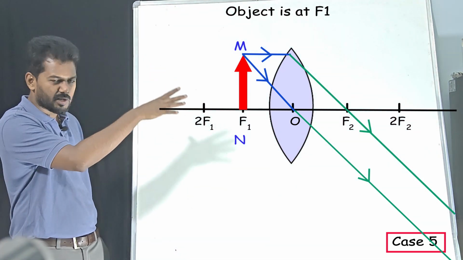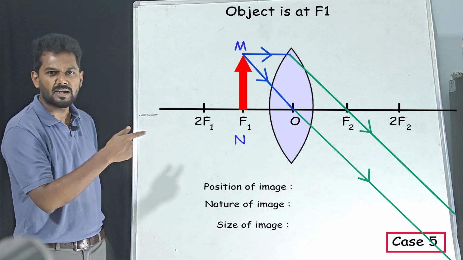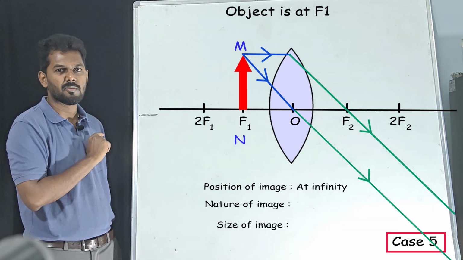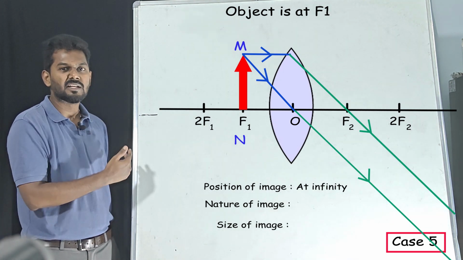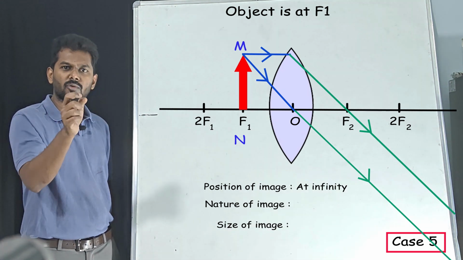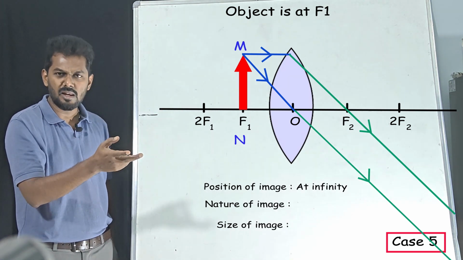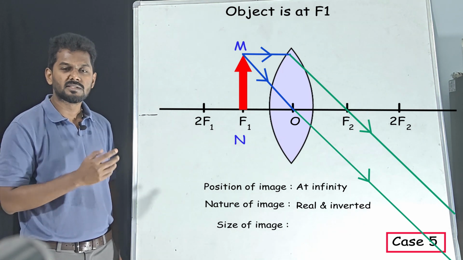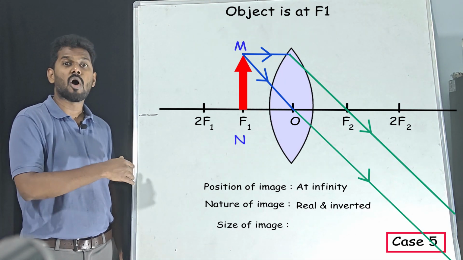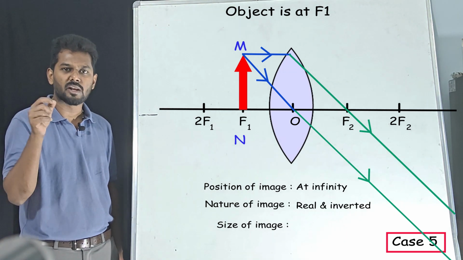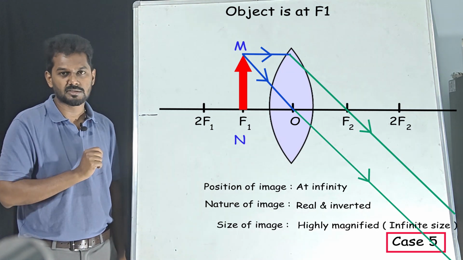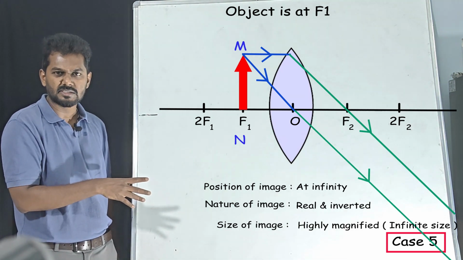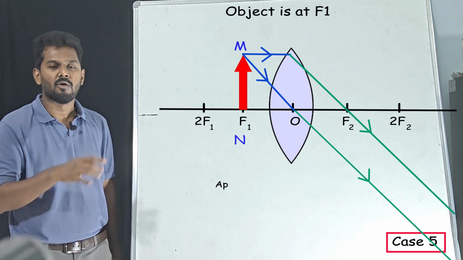So once you draw the ray diagram, these are the important characteristics we should know. Position of the image is at infinity. Then nature: these two rays are not parallel, so they are going to meet. Definitely it is real and inverted. Then size: it is going to meet at infinity, right? So you can write highly magnified, or else infinite size image.